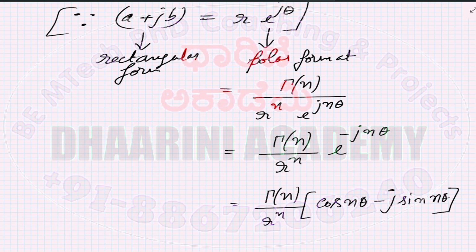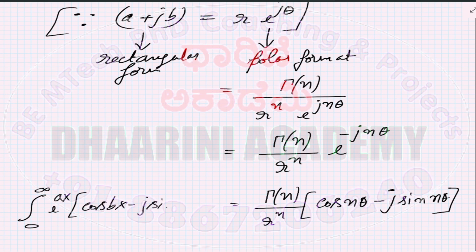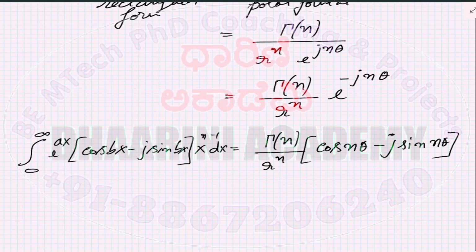All right, so let me write what is there on the left hand side first, just to make sure that we are following the rules. So this is integral 0 to infinity, e to the power ax into, inside the bracket we have cos bx minus j sine bx, into x to the power n minus 1 dx. So we have two terms to compare. Now I need to compare the real and imaginary parts on both the sides.